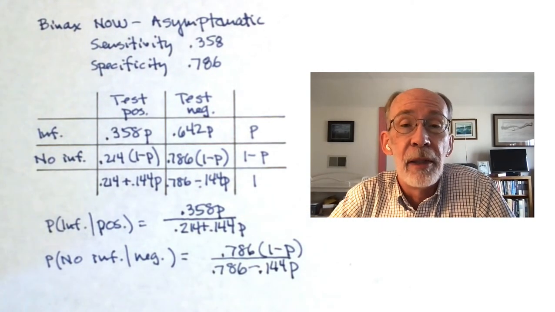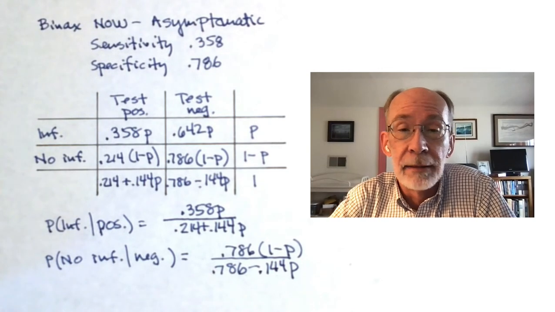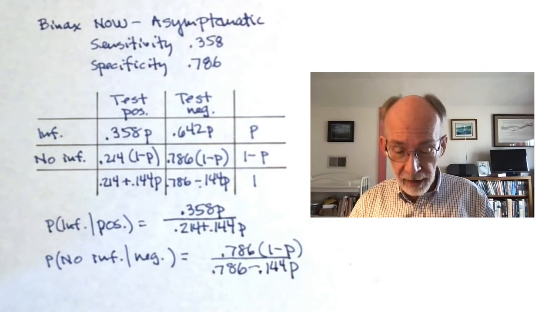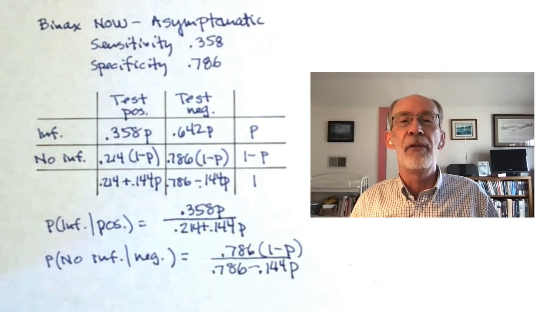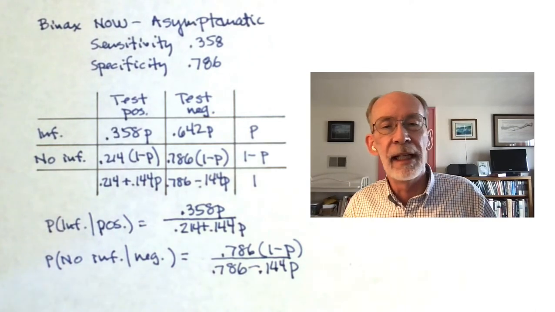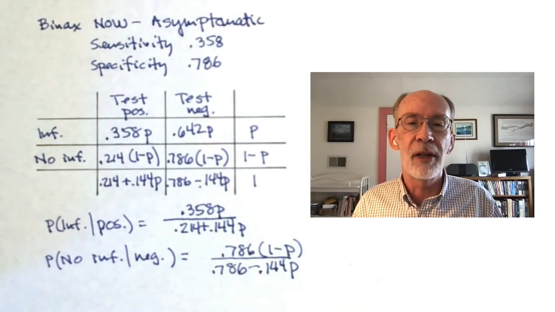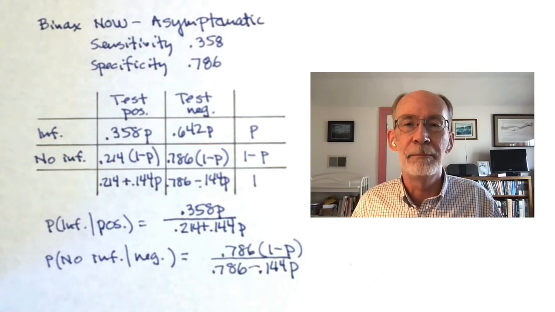This now gives us an ability to graph these functions, the conditional probabilities, as functions of p. And then we can ask ourselves very easily, if this is a fraction of the population that's infected, what is the probability that someone is infected if they tested positive versus not infected if they tested negative? And so we're going to switch over to Desmos in order to examine that.